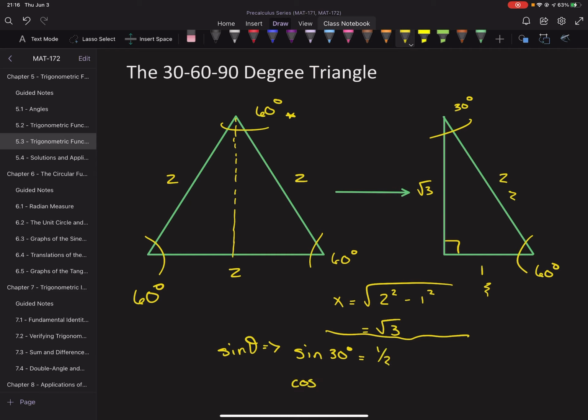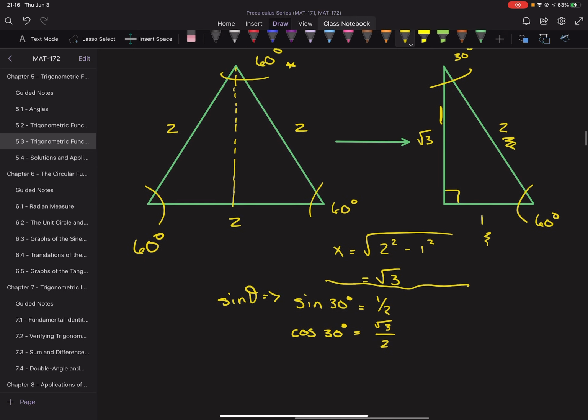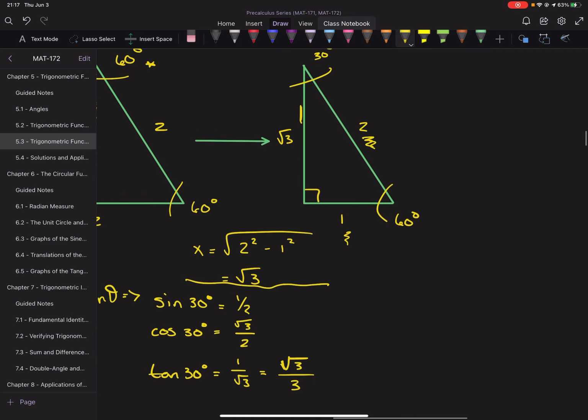Cosine of 30 is adjacent over hypotenuse, which is the adjacent side here, so square root of 3 over 2. And we know tangent of 30 is opposite over adjacent. So the opposite is 1 over the square root of 3. But when we rationalize the denominator, we get the square root of 3 over 3 for tangent.